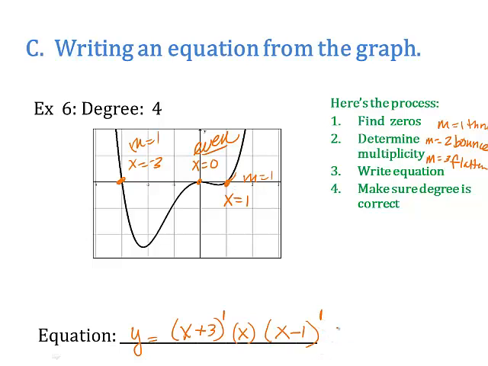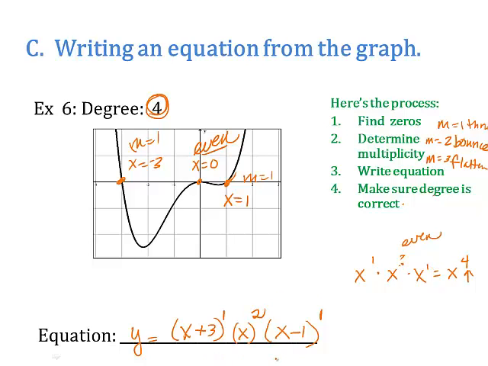Now, notice what else it says here. It says make sure the degree is correct. Well, what does it say? The degree of this equation is a 4. That means when I add up all my powers of x, when I multiply that out, it has to be a 4. Remember, we just add the exponents across. So 1 plus 1 plus what gives me a 4? Well, we know it's even, so start with a 2. If I put a 2 in here, 1 plus 2 plus 1, would that give me 4? Yep, sure would. So this is x squared.